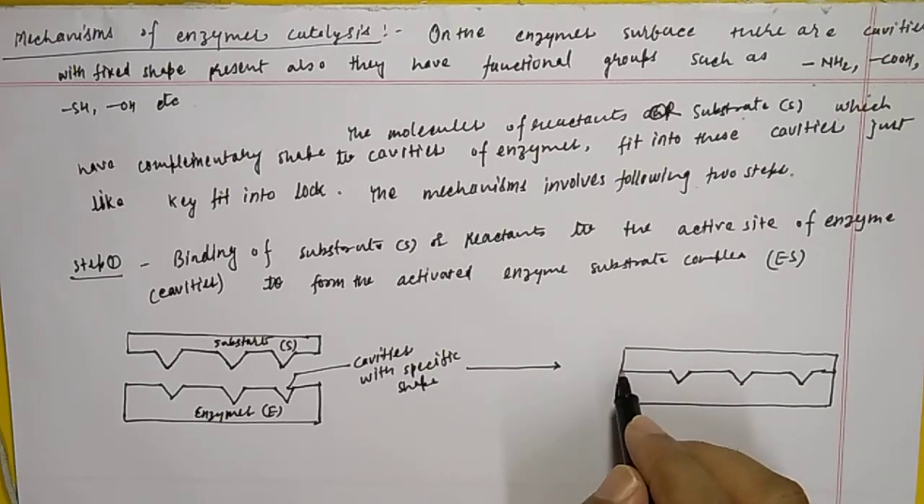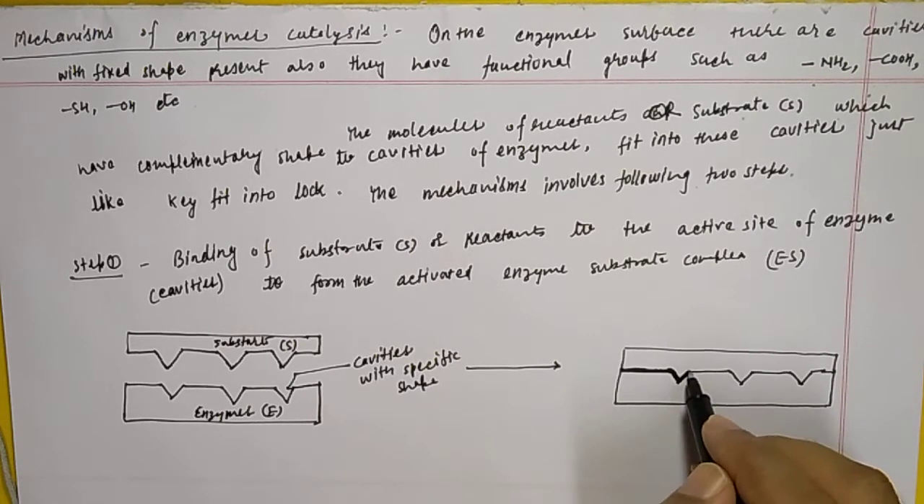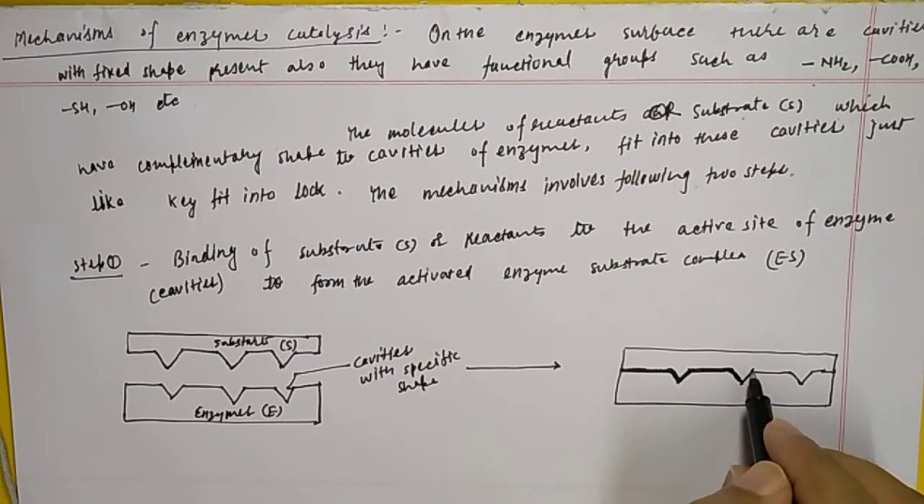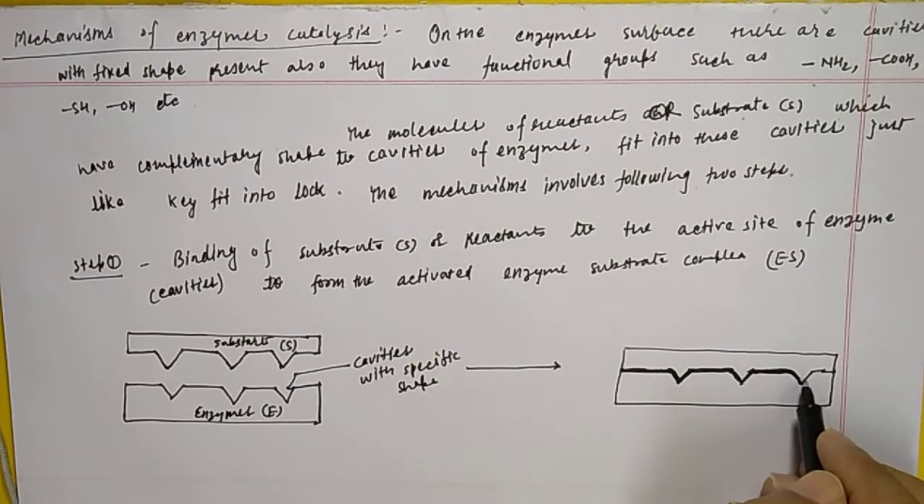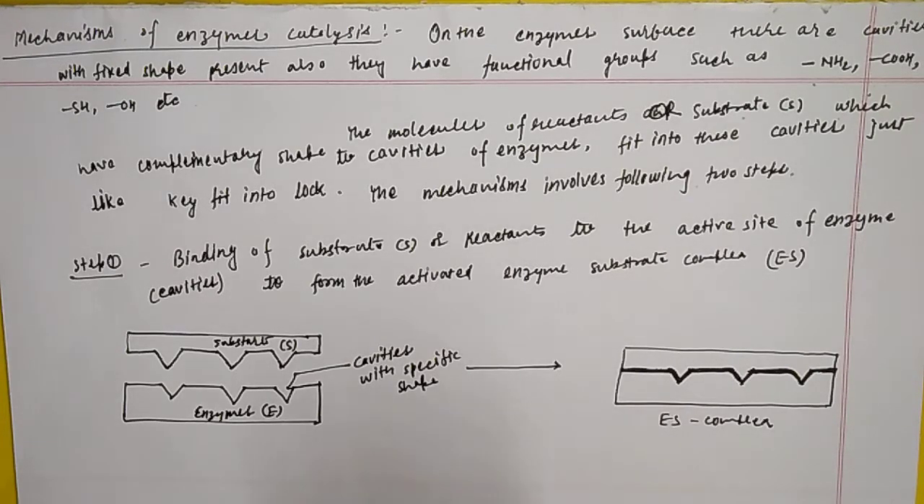If you see, there is a little darker line where the substrate and the enzyme are fitting each other and forming the enzyme substrate complex. So this is known as the ES complex. Now we'll move to the next step, write it, and then do the diagram.